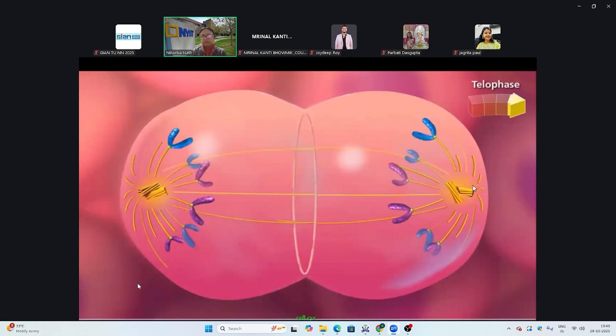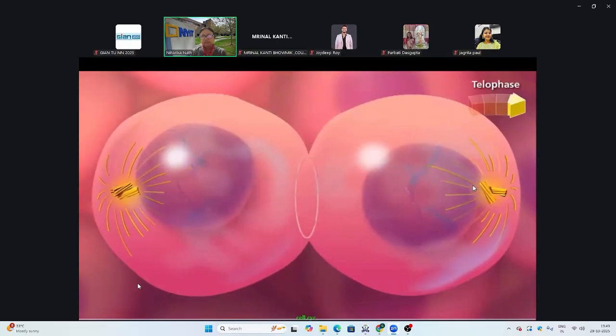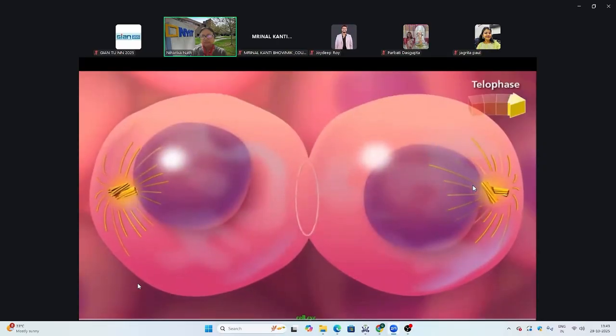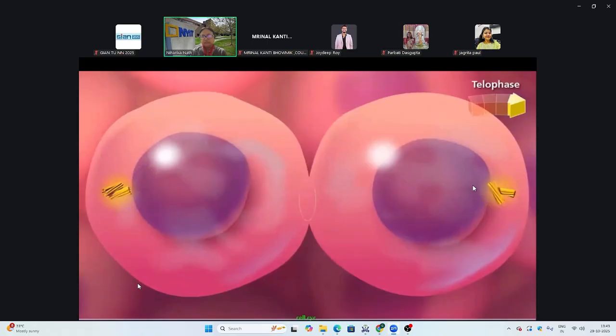This indentation is made from a constricting belt of actin filaments surrounding the inside of the cell's circumference. Chromosomes cluster at opposite poles and begin decondensing as the nuclear envelope reforms around them. The spindle apparatus disassembles as the microtubules are broken down into tubulin monomers that can be used to form the cytoskeleton of the daughter cells.